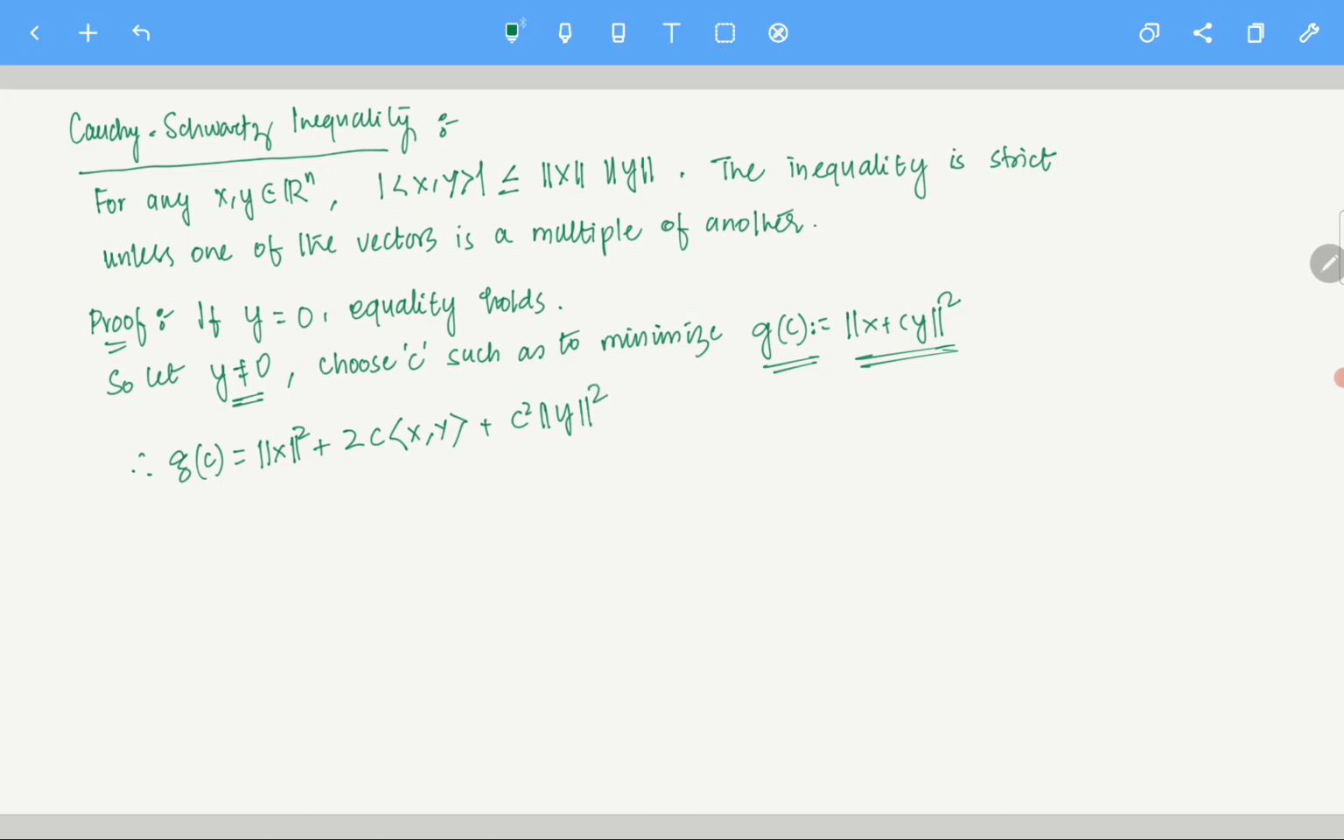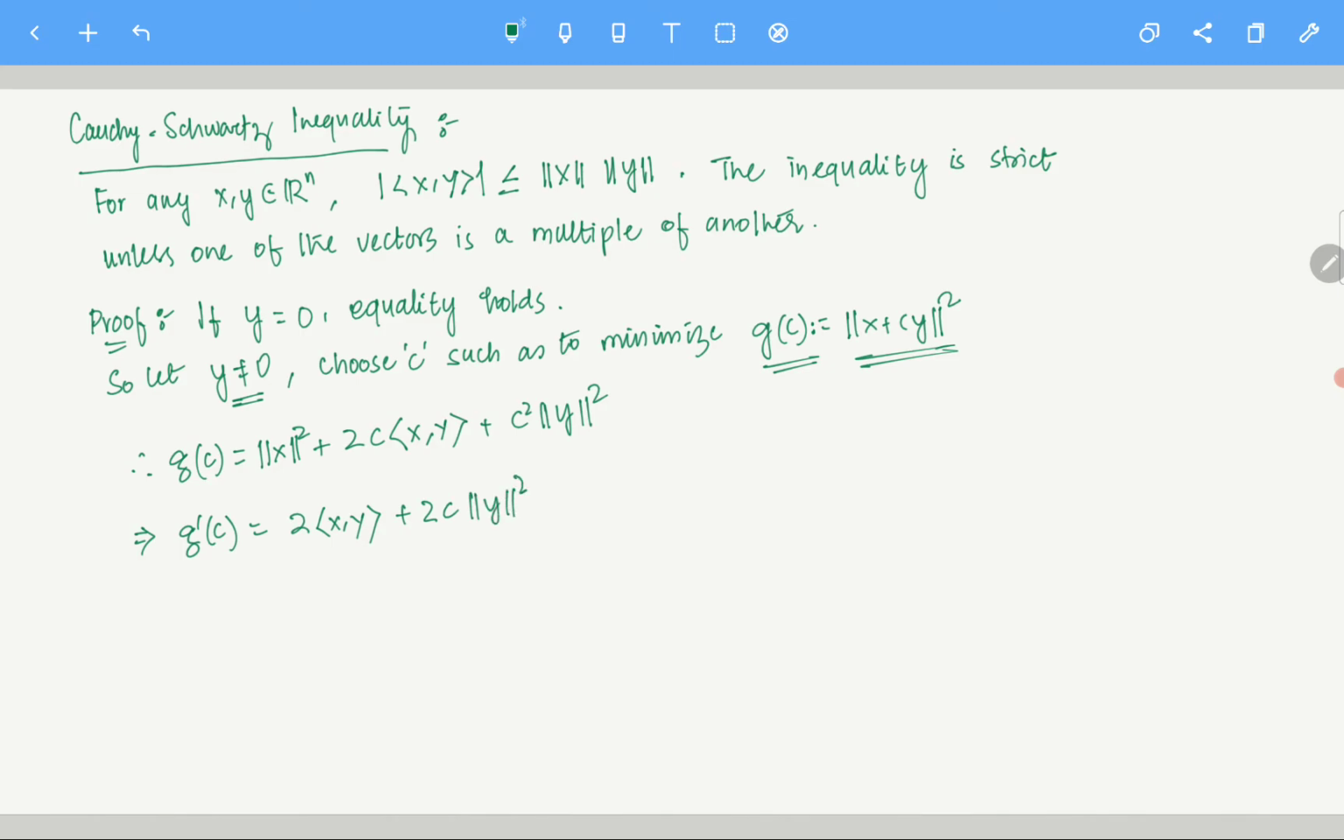This is basically the inner product of x plus cy with x plus cy, right? Inner product of x plus cy with itself. When you use the inner product properties, you get this sort of thing. And clearly, as a function of c, this is differentiable. There is nothing to do here. Once it is differentiable, g prime of c becomes 2 times the inner product of x, y, plus 2c norm of y square.